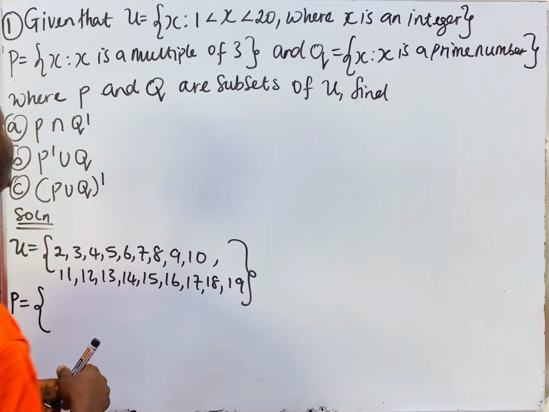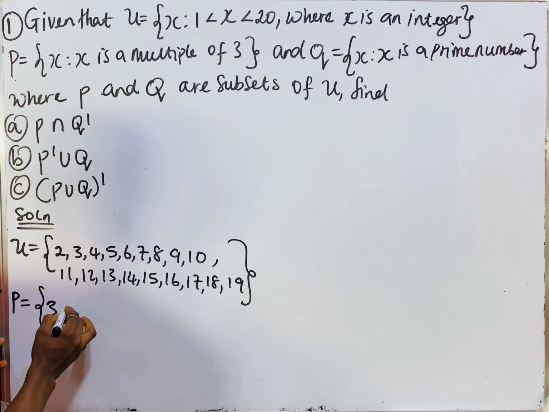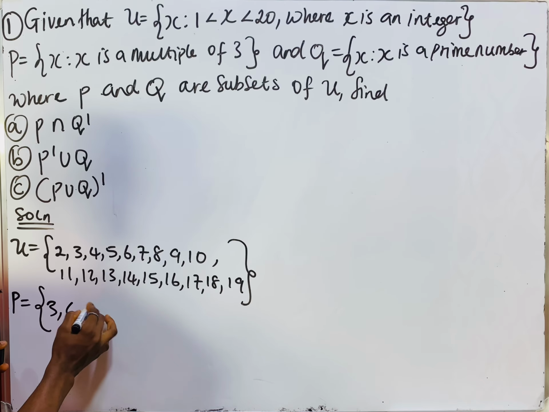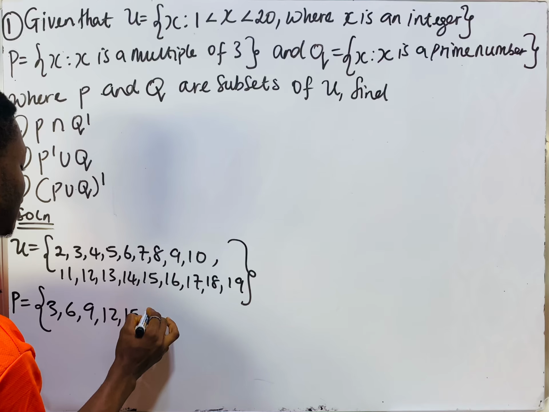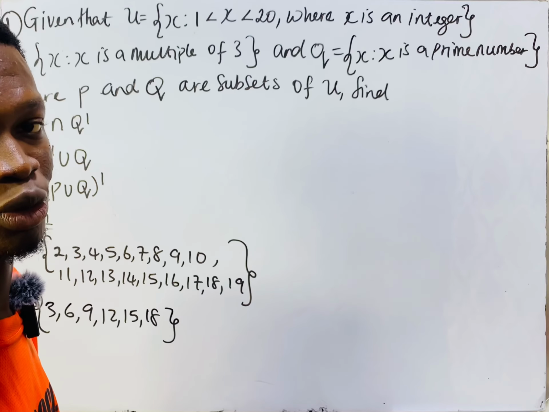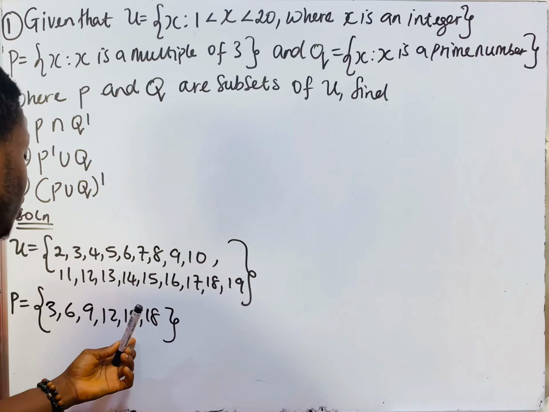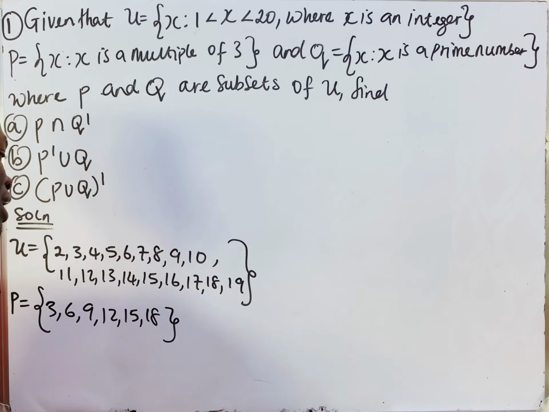So you'll be having what? Multiples of 3 is just the 3 times table. 3 times 1, 3. 3 times 2, 6. 3 times 3, 9. 3 times 4, 12. 3 times 5, 15. 3 times 6, 18. Sorry, 3 times 6, 18. 3 times 7, 21. So it will pass 19. So we stop here.